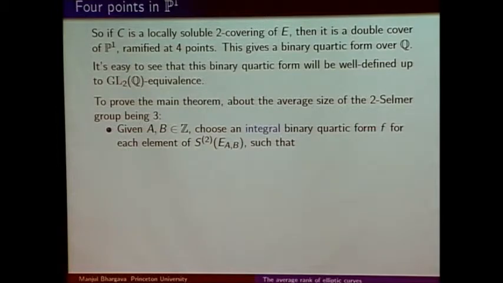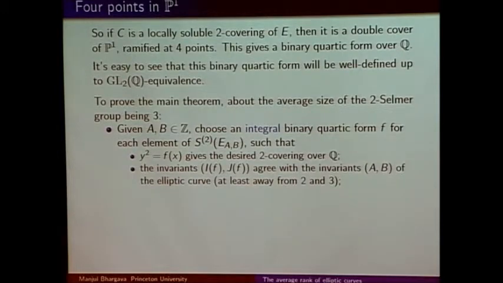And we want that integral representative inside the GL2Q equivalence class of rational binary quartic forms to satisfy a couple of properties. First of all, that y squared equals that binary quartic, the double cover that ramifies at the 4 points that are the roots of that binary quartic, should give the desired 2-covering over Q. And the second thing, and this is the main thing, is that the invariants I and J of the binary quartic agree with the invariants A and B of the elliptic curve. So you define an integral model such that the invariants of the elliptic curve and the invariants of the binary quartic match up exactly.